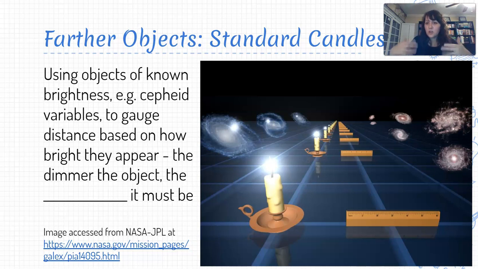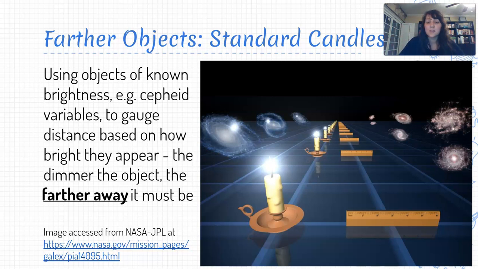And so what the astronomers realized is that for these objects that have a known luminosity or a known brightness, the dimmer it looks from our perspective, the farther away that object must be. And again, this just makes sense. If you have a flashlight and it's right here in front of you, that's really bright. But if you move it away like a few hundred feet, then it doesn't seem nearly as bright because that light has spread out over a much larger space.